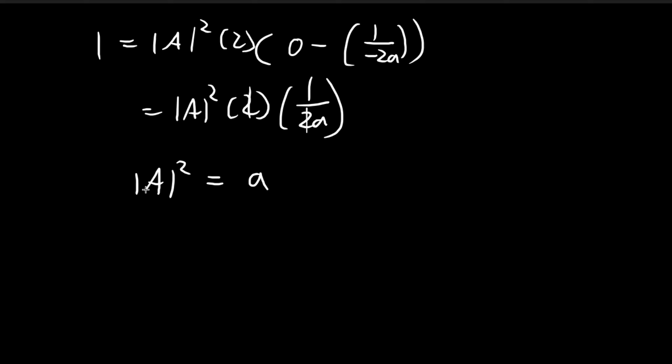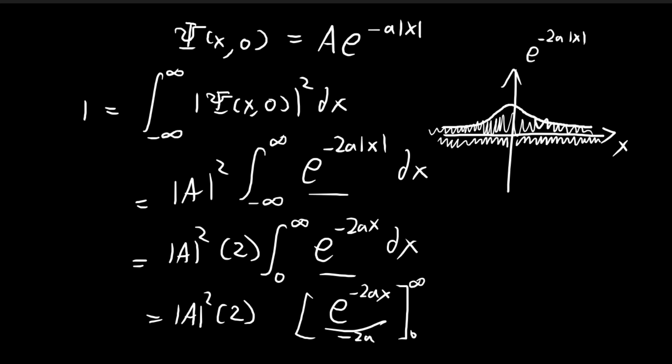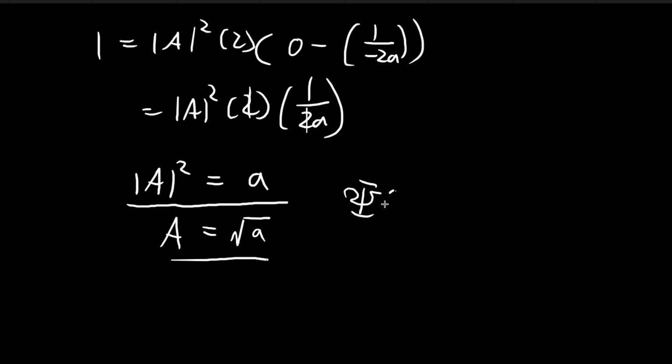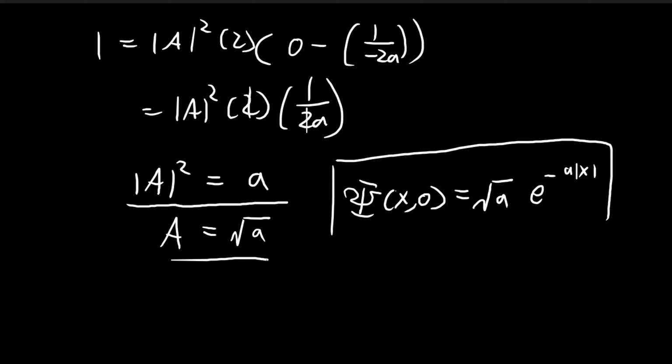But we still don't know what exactly A should be. It could be anything. This could be a complex number, but we can choose the simplest form for A. Instead of having this capital A be a complex number, we can just choose it to be a single real number, the square root of a. Any complex number that satisfies this condition is applicable. So we're going to choose the simplest case where capital A is just equal to the square root of small a. Under this choice, our initial wave function is equal to the square root of a times e to the power of negative a times the absolute value of x. So this is how you normalize the initial wave function.